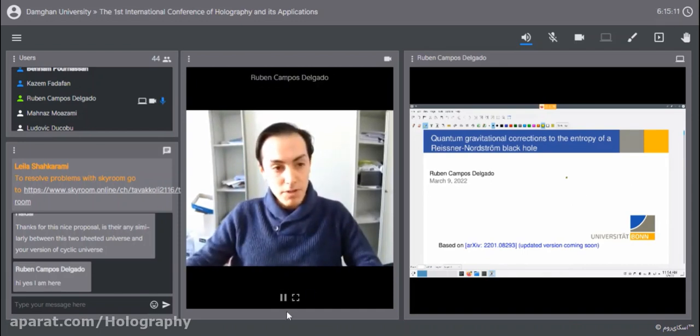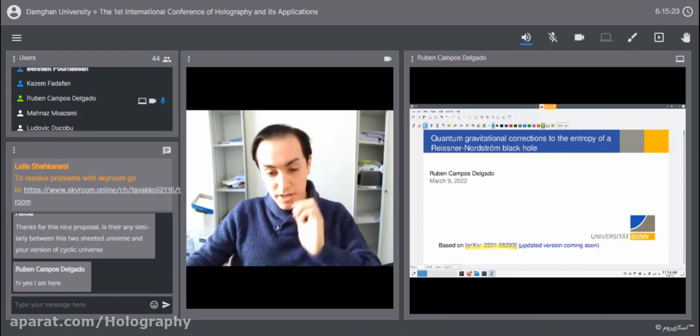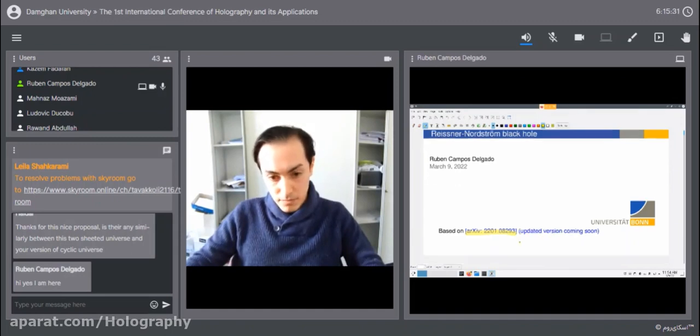My talk is about the quantum gravitational correction to the entropy of a Reissner-Nordström black hole. It is based on this paper, which actually contains some typos, so I will upload an updated version with the corrections soon.